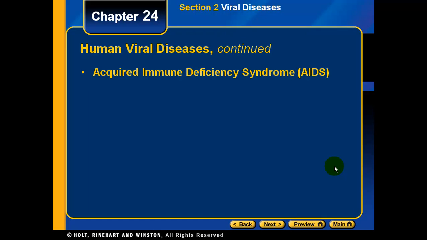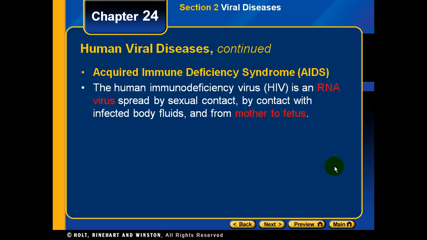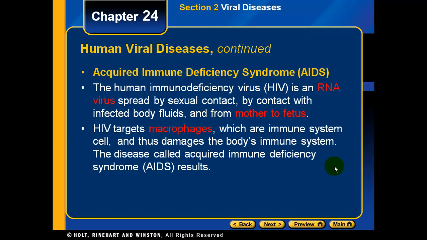Next one is acquired immune deficiency syndrome, or AIDS. The human immunodeficiency virus, which is HIV, is an RNA virus, which is spread by sexual contact, by contact with infected body fluids, and from mother to fetus. HIV targets macrophages, which are the cells in your immune system, and thus damages your immune system, so you can get sick easily and won't be able to fight it off. This disease, called acquired immune deficiency syndrome, AIDS, will then result.